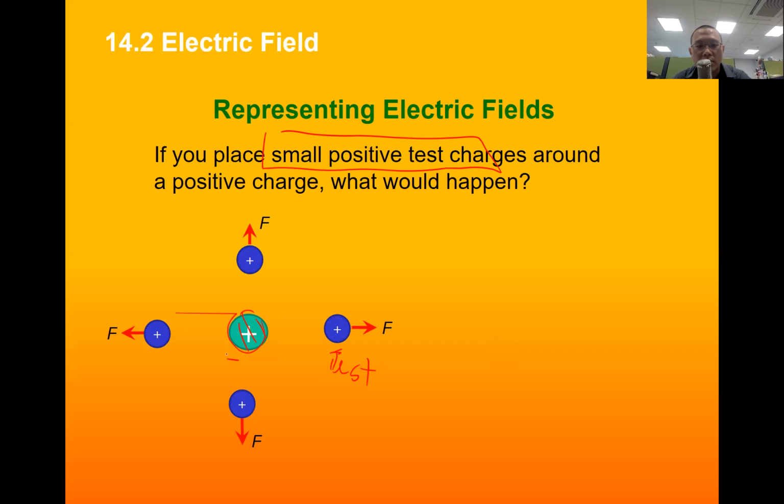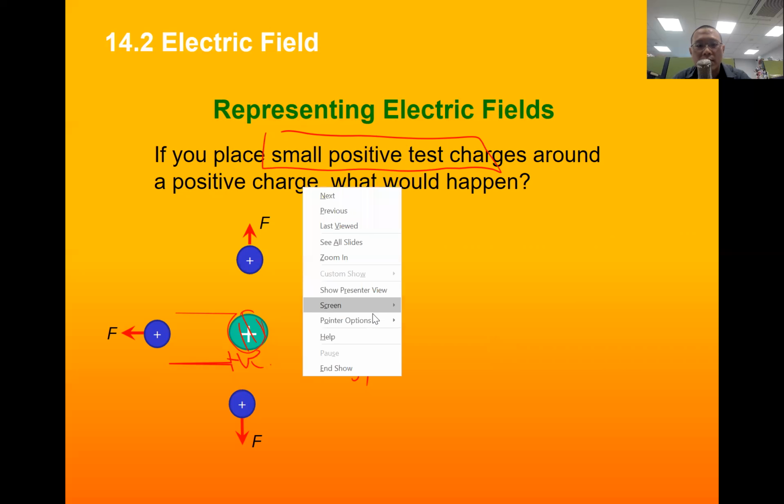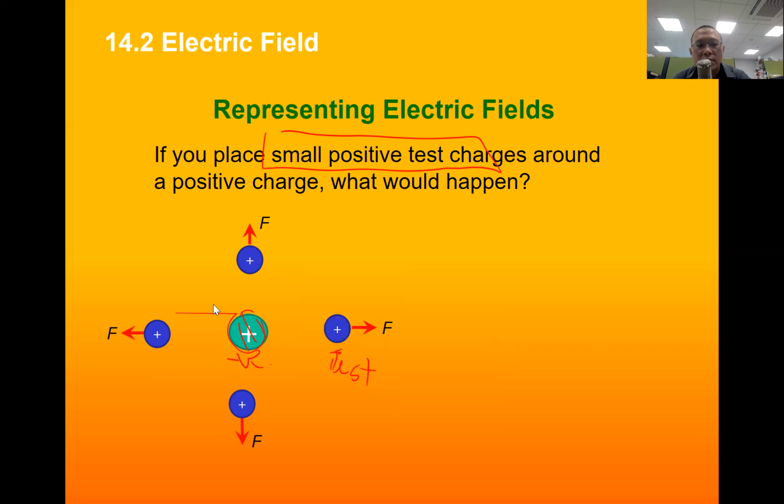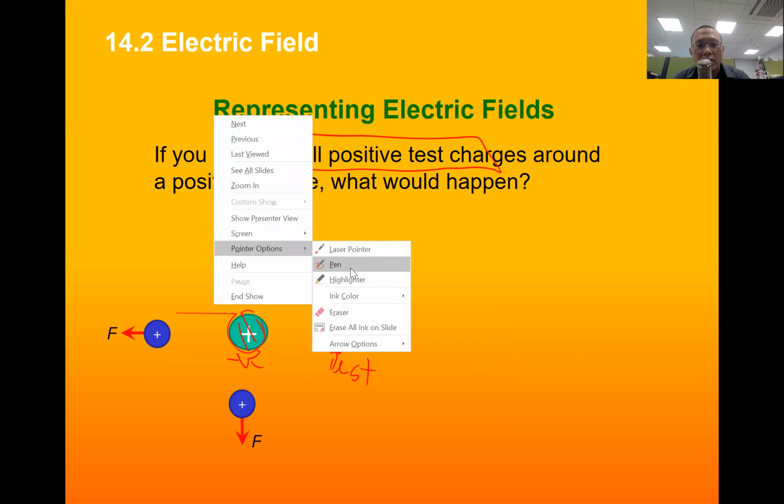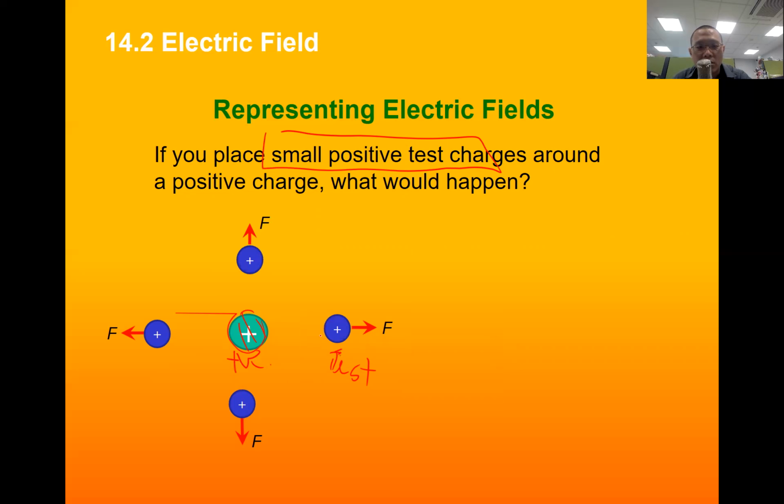positive charge here, and I let go, you'll find that this positive charge will move in this direction. So I will record this direction down. Then I go to another location, I bring the same test charge near to the object, and I let go.